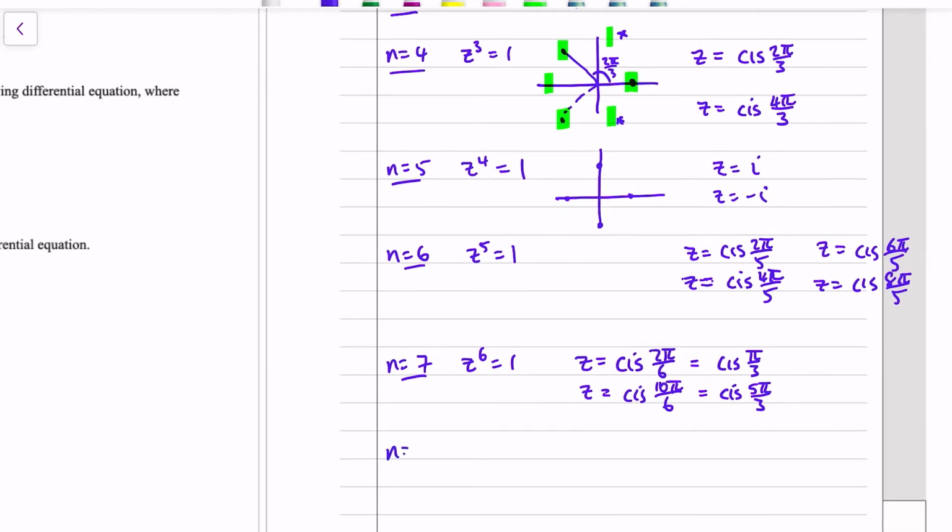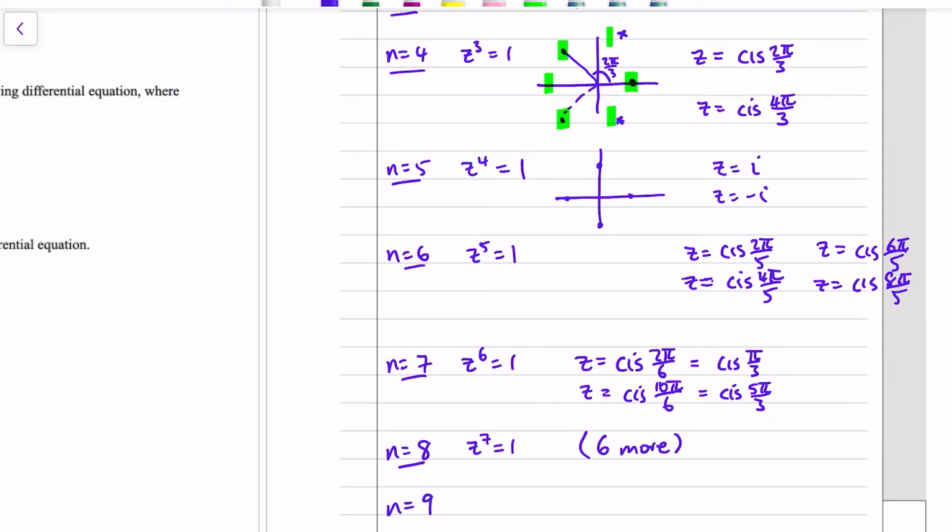Okay, n equals 8. Z to the 7 equals 1. Apart from z equals 1, all of the other solutions are different because 7 is a prime number and we haven't seen any of the solutions again. So I'm not going to write them out this time. I'm just going to say 6 more. Okay, not 7 more because we've already got the 1.